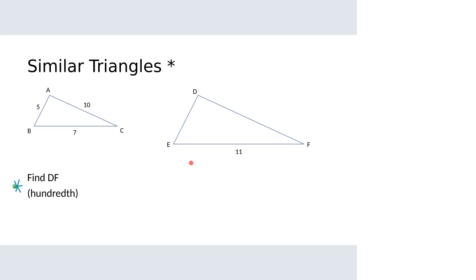So the idea here is find our corresponding parts, set up a proportion, and then solve that proportion to find out the length of DF. We'll go another 20 seconds, and then we'll talk about it. If you want more time, you can let me know.